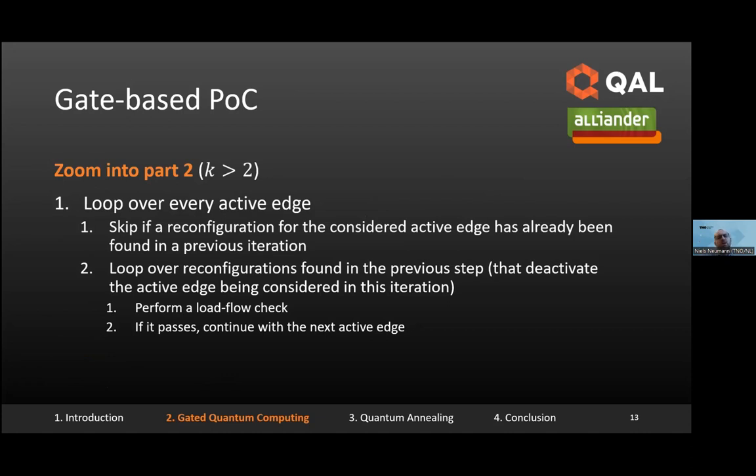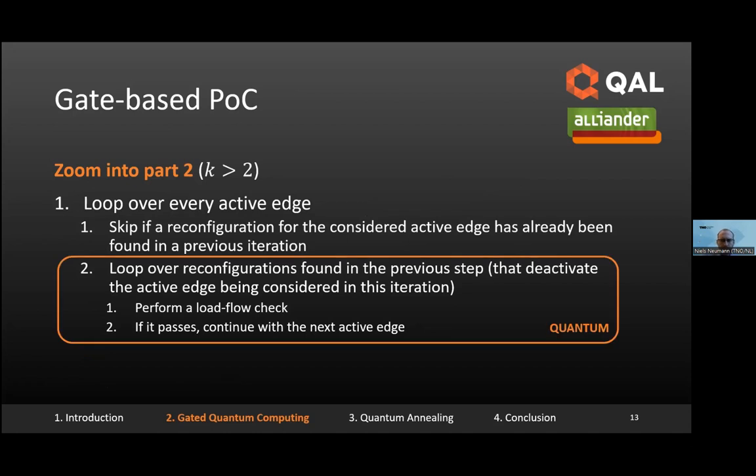And it is this part where we wish to use quantum, because this is the difficult part, where we have to search for valid reconfigurations in the large search space. And here we think quantum can help.